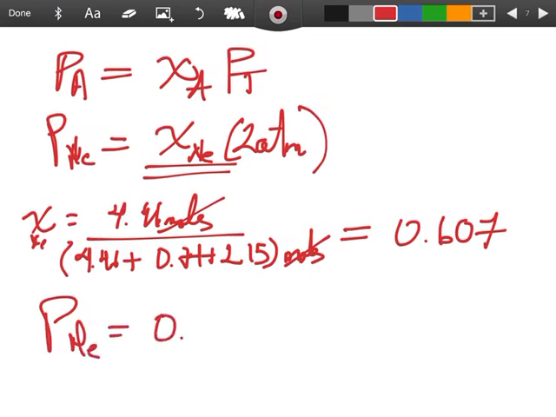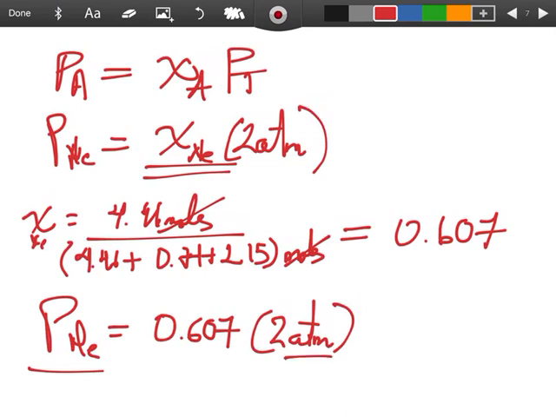So the partial pressure of neon is going to be the same as 0.607 times 2 atmospheres. And it makes sense, because at the end, what I am looking for is the pressure of neon, and pressure has to be measured in atmospheres.